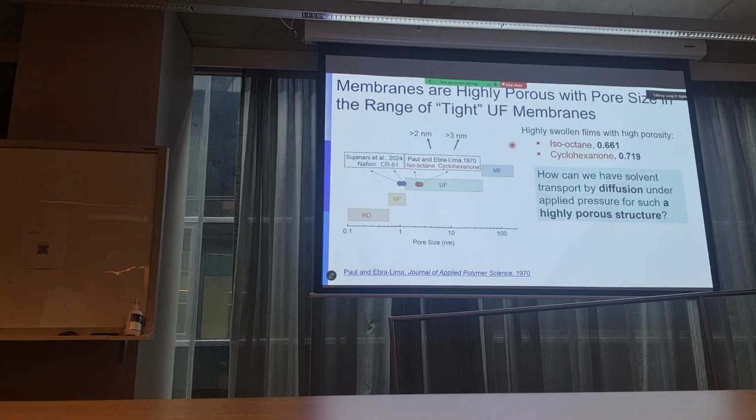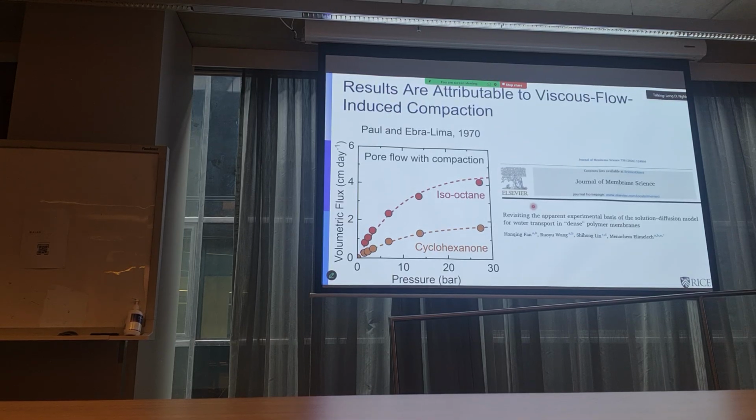This is more like the range of the tight UF membrane that we all know, the pore flow model. And indeed, if you took fluid mechanics and advanced fluid mechanics, you know there is momentum dissipation by the friction between the solvent layers and the membrane. So if everything flows by diffusion, how can you dissipate all this pressure? What happens when you get to the end? It's impossible to understand. And of course we can fit it with a viscous flow with compaction. When you have compaction, you can fit the data beautifully here.